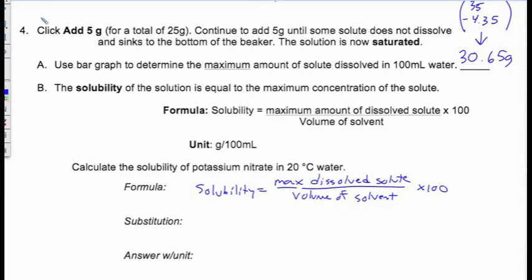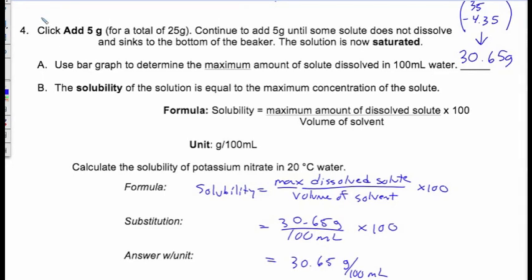Now we need our formula for solubility. Maximum dissolved solute divided by volume of solvent times 100. We put in 30.65 grams in 100 milliliters of water. The solubility works out to be 30.65 grams per 100 milliliters. What that means is when adding solute, once you reach 30.65 grams, any more you put in will sink to the bottom.